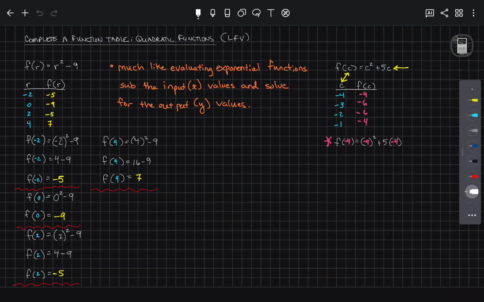Sometimes different letters are used instead of x, like in this first example, it's r. So the function of r, then that's going to be your y values, because we know that the function of something is going to be what happened to the x value to generate that y value. So all that's going to take place is just like evaluating any other function. We're going to substitute x values in, or the values specified, and then we're going to evaluate, which means we're going to simplify everything that we've substituted for and find out what the output is.